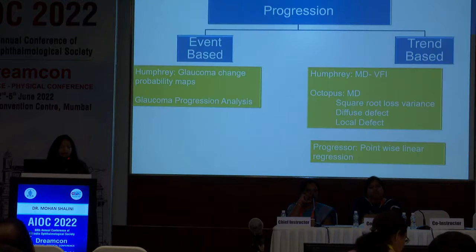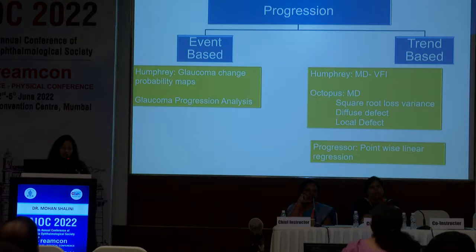Now, we saw that there can be event-based progression, where an event has happened. So we take 2 baseline visual fields, and the particular field of the patient is compared with them, and whatever changes are there are given in the form of a GPA printout, and that is the event-based analysis.